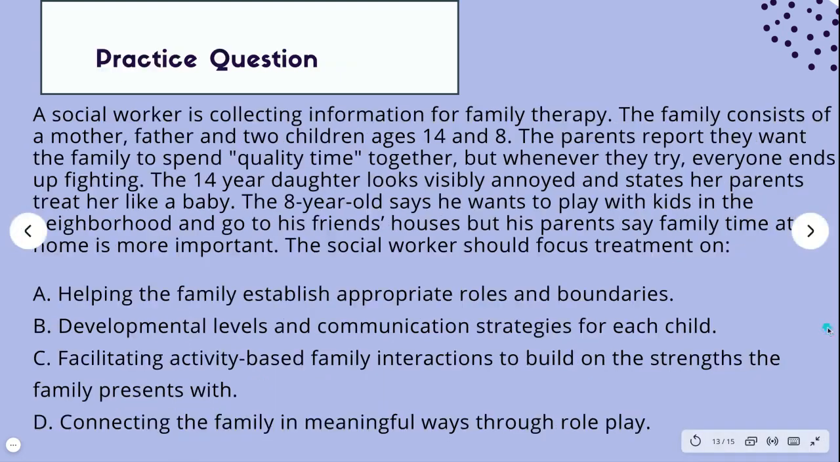Okay. Now, here are your answer choices. Let's read it one more time. Social worker is collecting information for family therapy. Family consists of a mother, father, and 2 children, ages 14 and 8. Parents report they want the family to spend quality time together, but whenever they try, everyone ends up fighting. 14-year-old daughter looks visibly annoyed and states her parents treat her like a baby.